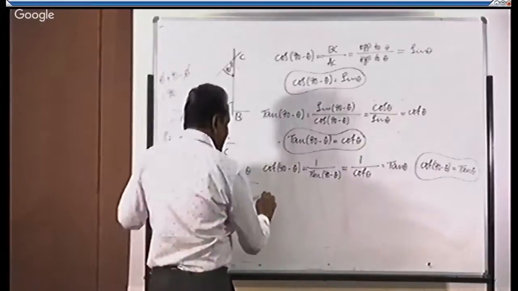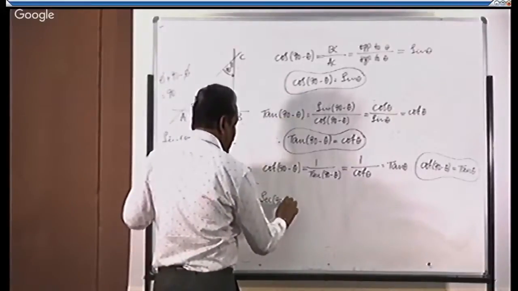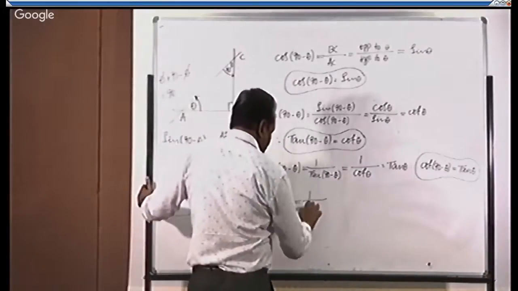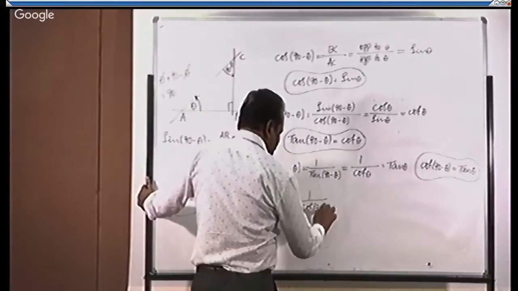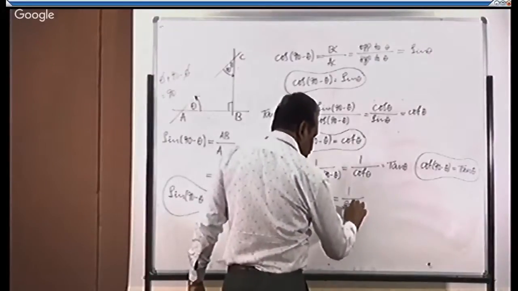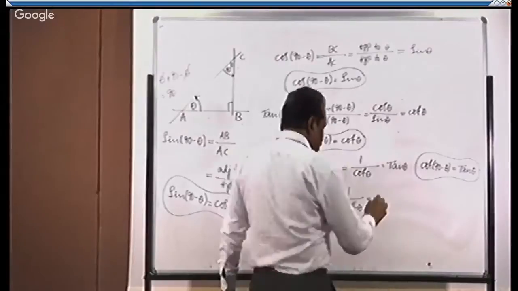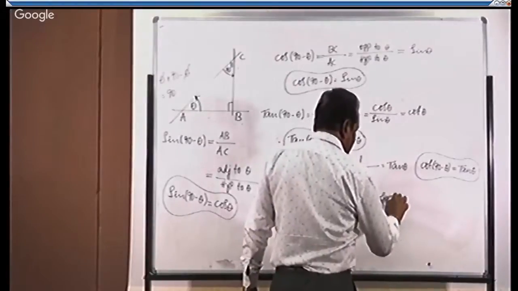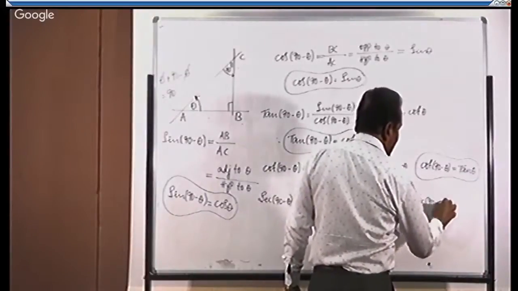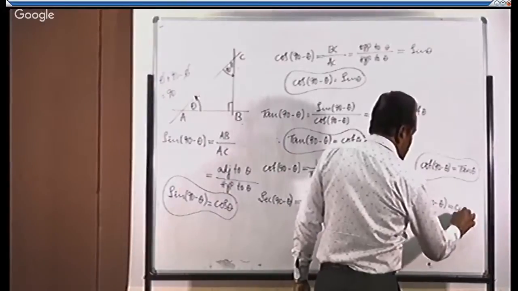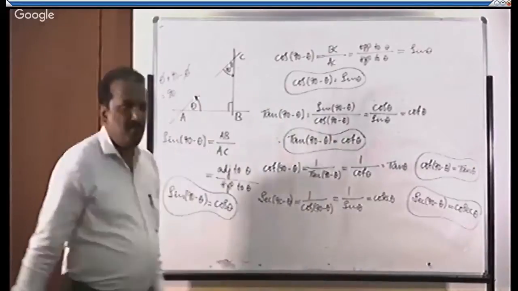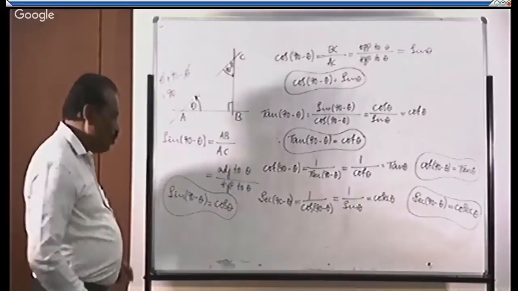Then secant of 90 minus theta. Again, you can discuss this using the reciprocal relation. It is the reciprocal of cos. But we know cos of 90 minus theta is sine theta. We also know 1 by sine theta is cosecant theta. Therefore, secant of 90 minus theta is always equal to cosecant theta.